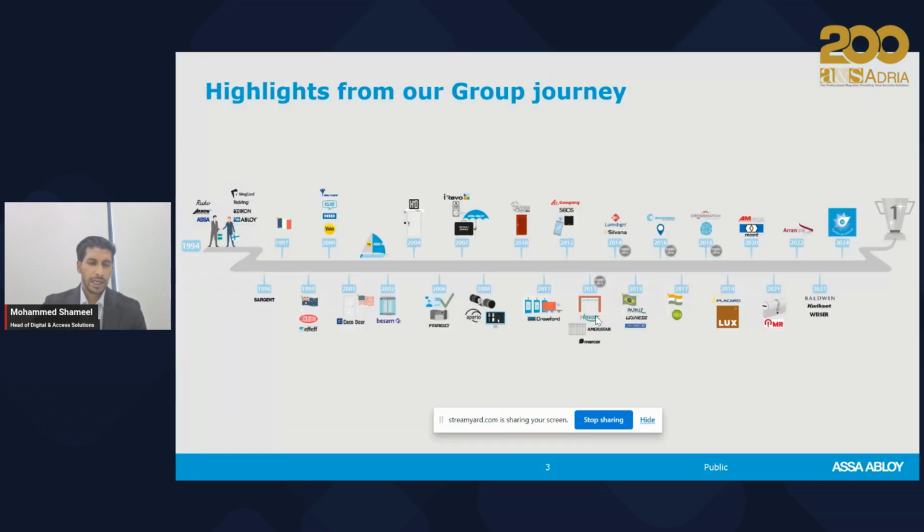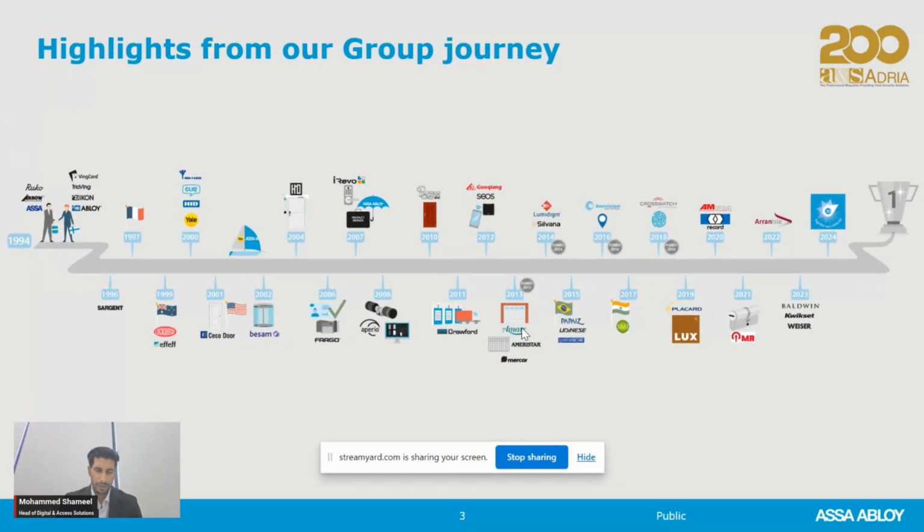ASSA ABLOY was initially two companies. ASSA was originally from Sweden, and ABLOY was from Finland. They merged in 1994, forming ASSA ABLOY. Currently, we have the headquarters in the UK. These are highlights from our group journey. You can see here many prominent brands in terms of access control or generally any access management solution.